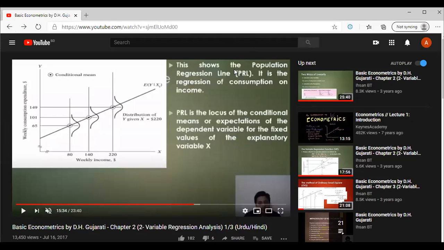PRL is the population regression line. So that is this line, okay? This is the line. PRF means the function itself. So when you are writing an equation, that is the population regression function. When you are drawing it, it is the population regression line. That's the same thing. The height is the expected mean of y. All right.